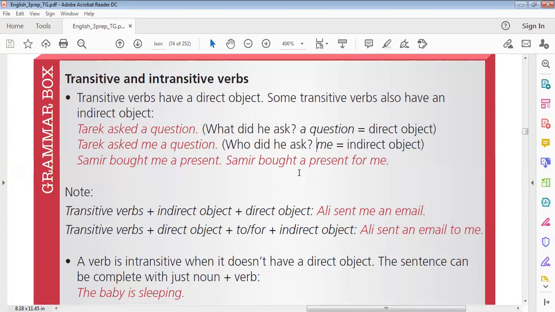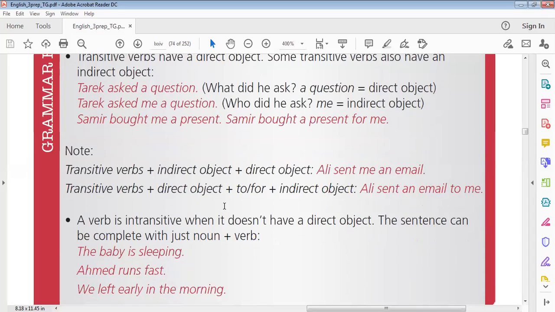So we can exchange the places of the direct object and the indirect object, between the person and the thing, I mean. Like this example, Samir bought me a present. Here we are putting a present and then me. But pay attention, because in the middle you have to put a preposition. This preposition will be for or to, according to the verb. With the verb buy, we will use for.